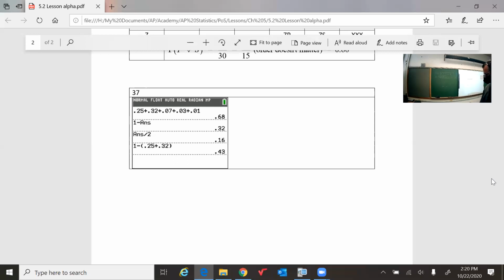That's it. There's nothing more to the 5-2 alpha than that. It gets more involved. It's going to get way more involved. But that's it for 5-2 alpha.